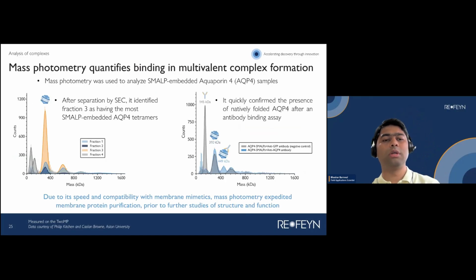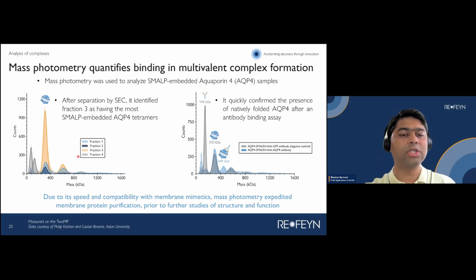All right, so you can study membrane proteins with the help of detergents, but if you can embed your proteins into nanodisc, like in this case, where it was embedded in SMALP, you can also use amphipol. So you can study those complexes in nanodisc. In this particular example, aquaporin 4, which is a water channel, was embedded in SMALP, and then it was purified by size exclusion chromatography.